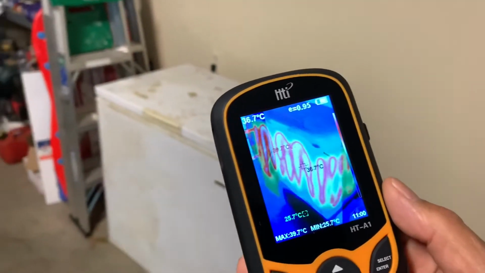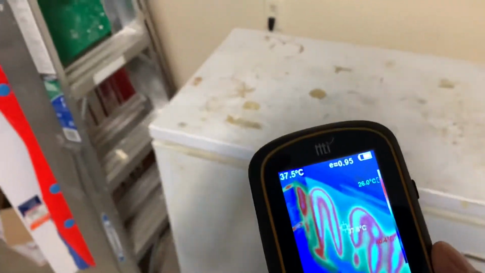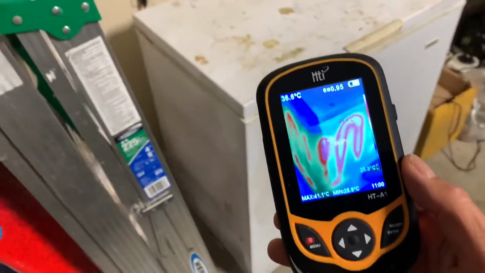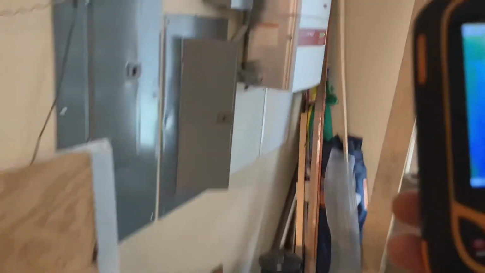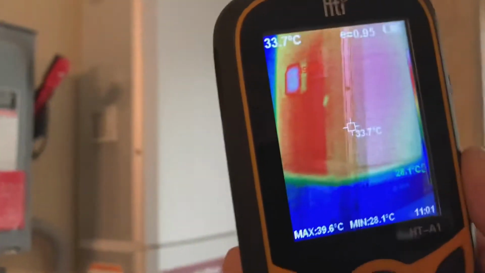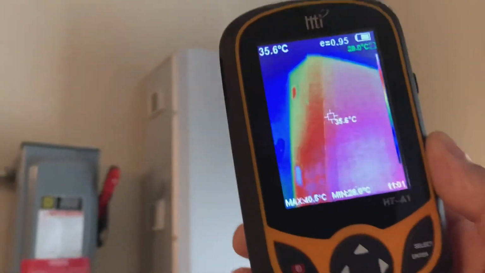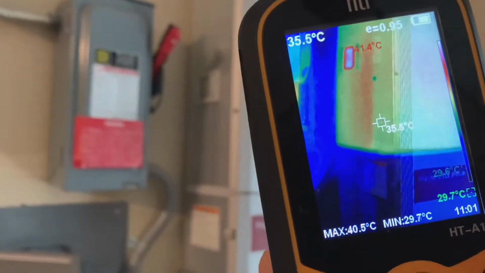And you can see it's around the freezer like this, those large coils. A solar charge inverter, which is this one, and that's making a lot of heat.